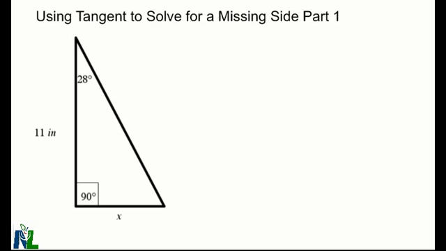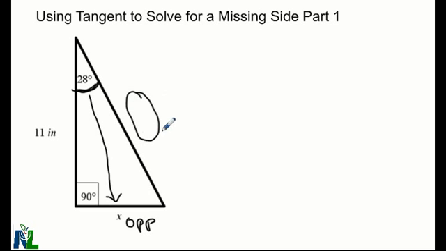To begin, we are going to label the sides of the triangle, and we're going to use the reference angle to help us do that. Across from the 28-degree angle, directly across from that angle, is the side that we're trying to find. So we're going to label that as the opposite side. Now, although we have the 90-degree angle in our triangle, there's no side given, and there's also no side that we're trying to find for the hypotenuse. So we don't need to write that in.